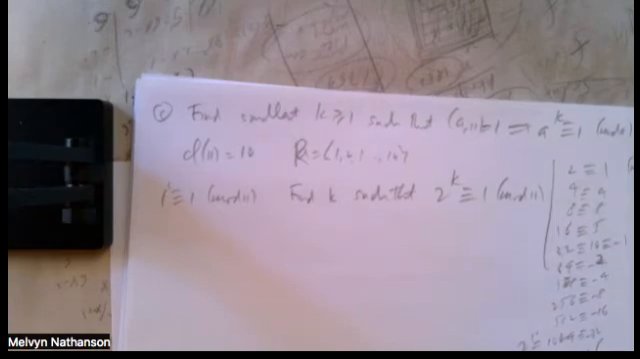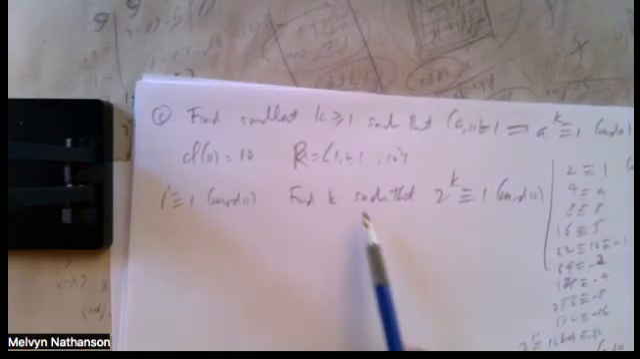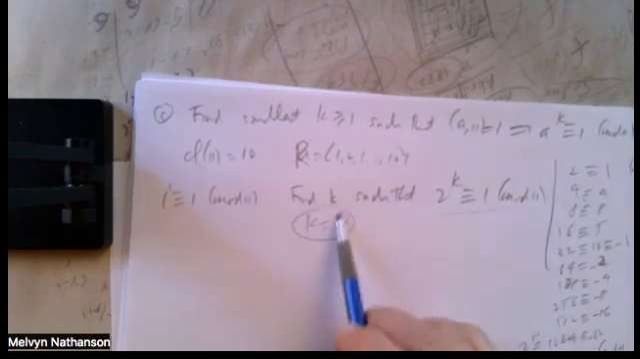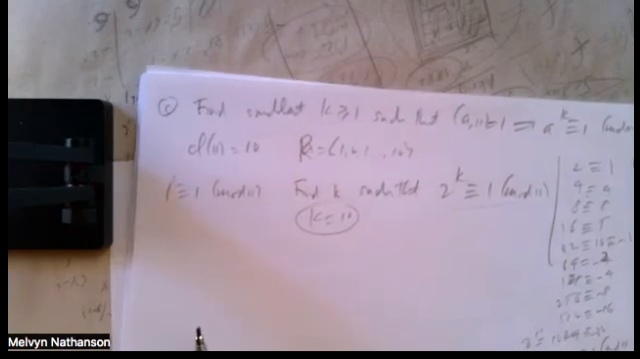2 to the 10th is 1024, which is congruent to -32, which is congruent to 1 mod 11. So the smallest k that satisfies this is k equal 10. So already we're looking at big numbers.